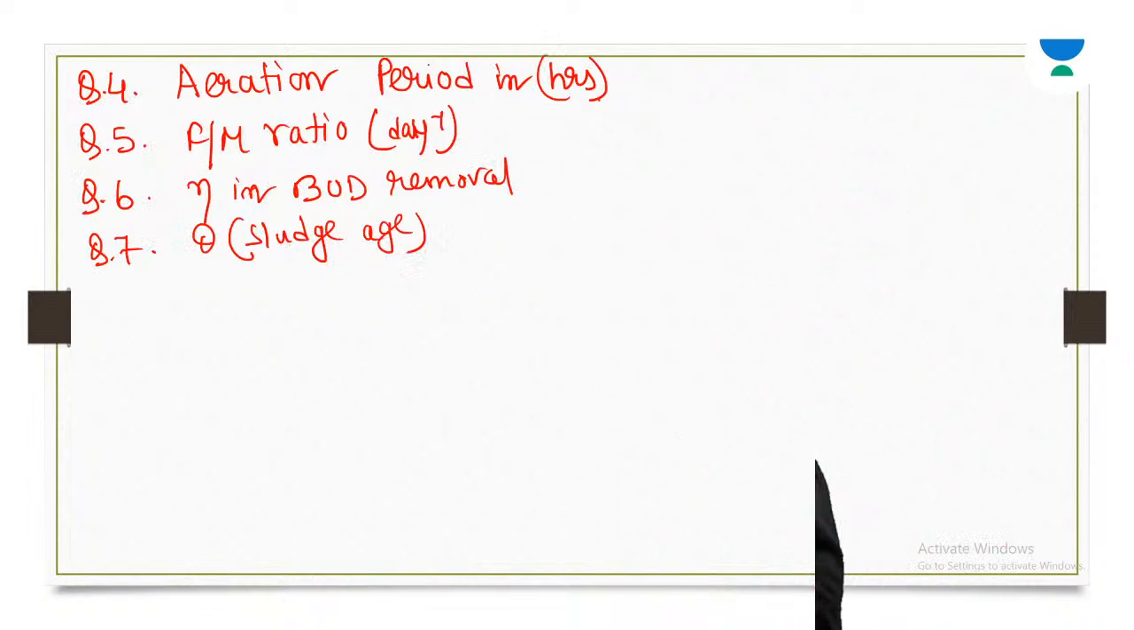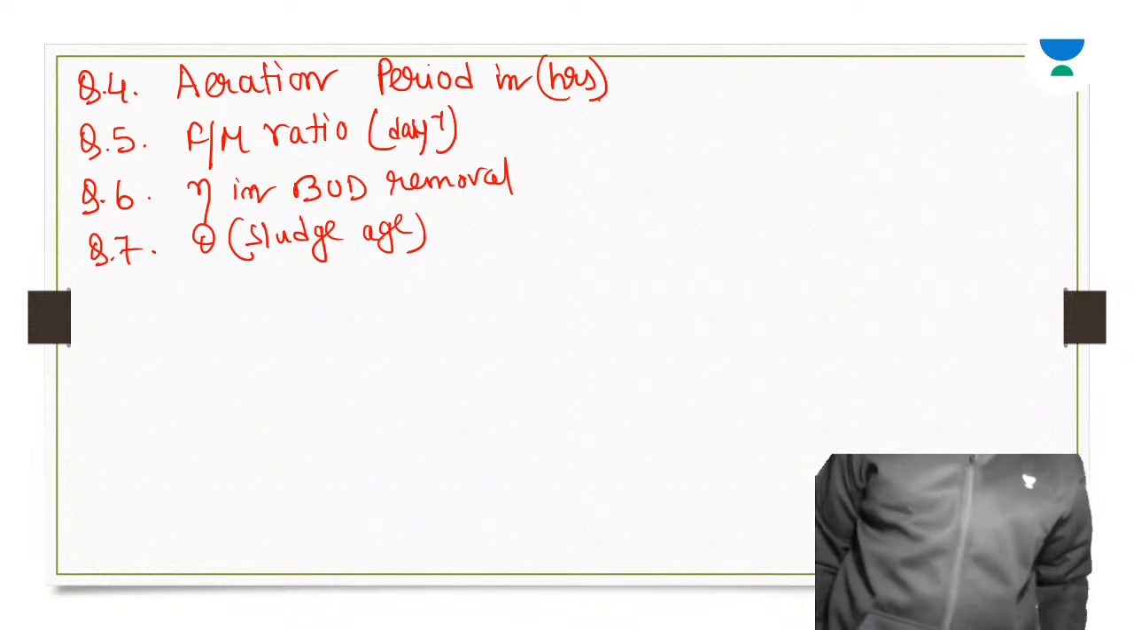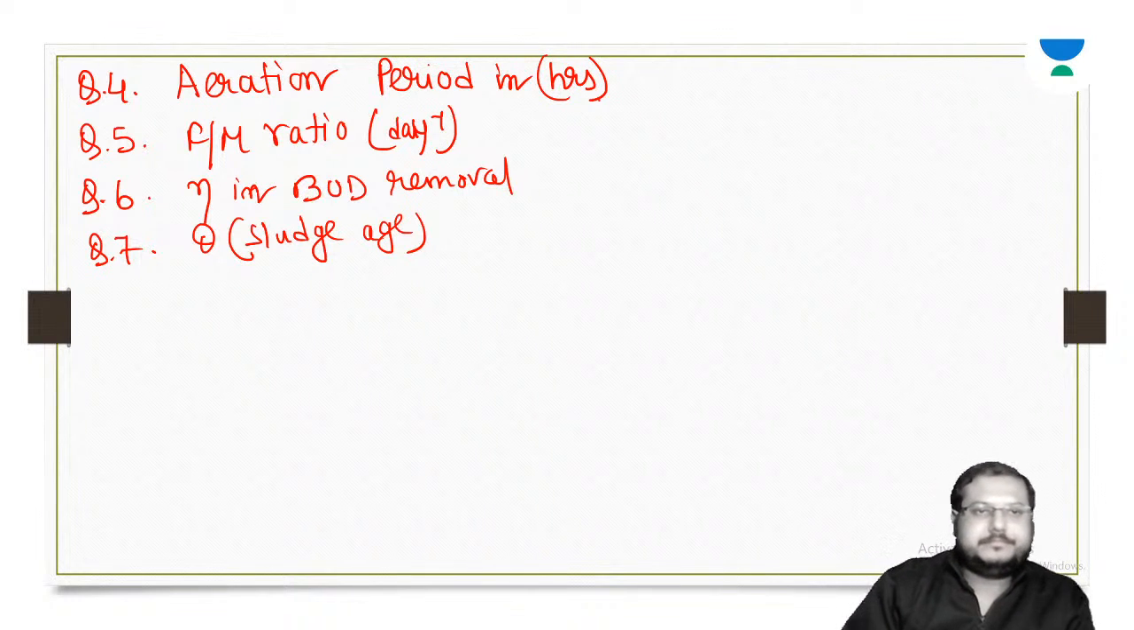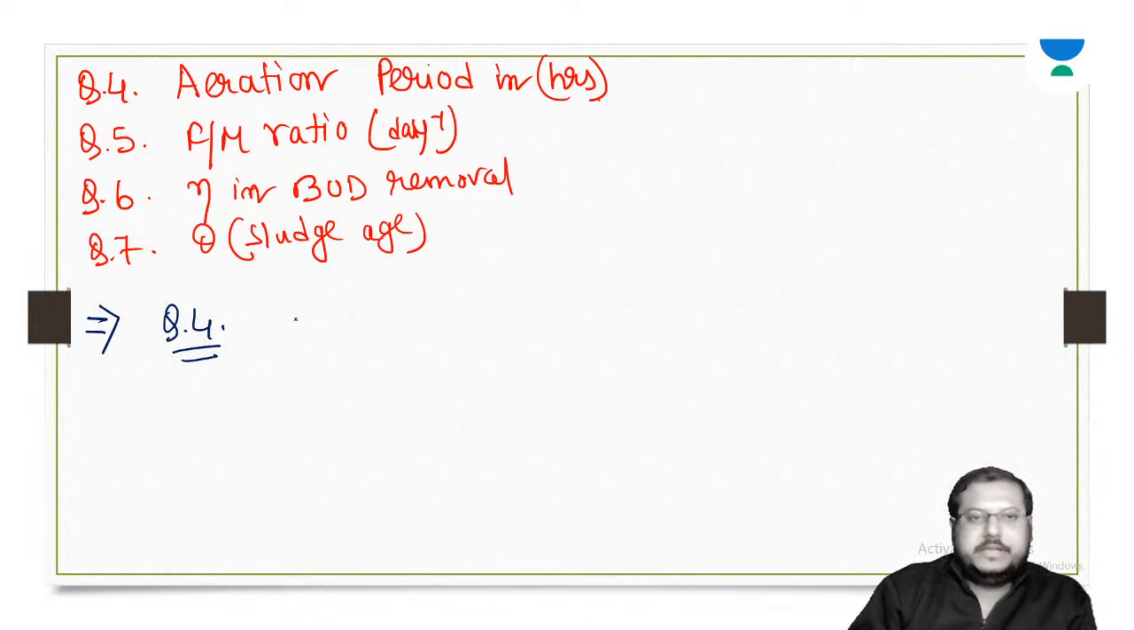So hope you got it. Now we need to solve the questions. Question number 4. Aeration period is detention time, in hours, which is V by Q.